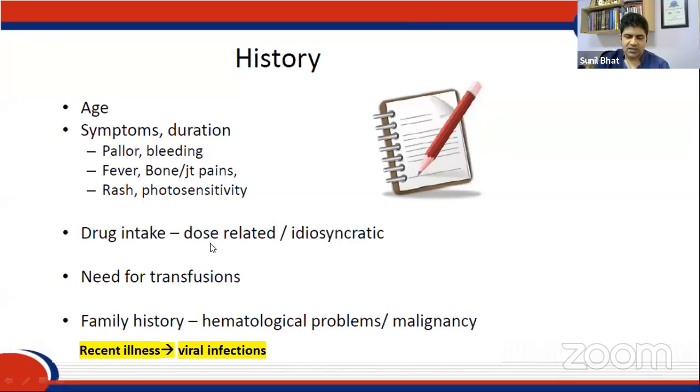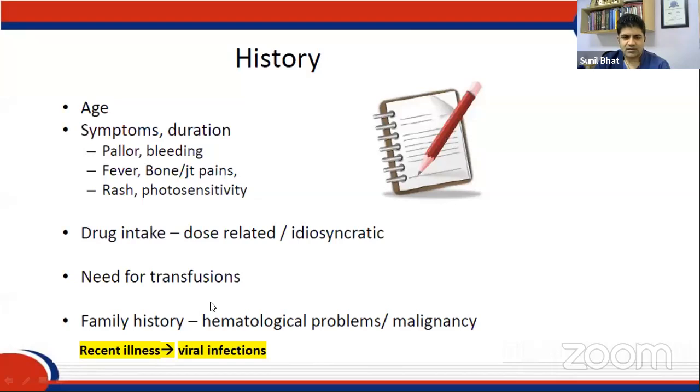Drug intake: whether they are on some regular medications, and I will show the list of medications later on, which can implicate aplastic anemia or pancytopenia. It can be a dose-related or idiosyncratic reaction to the drugs. Past history of need for transfusions in this particular child, there can be some past history of similar manifestations. Family history is very, very important. Any other child in the family having similar problems, either hematological disorders, blood transfusions, platelet transfusions, malignancy, unexplained deaths.